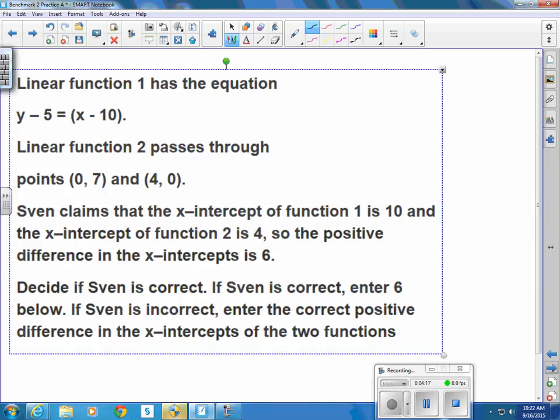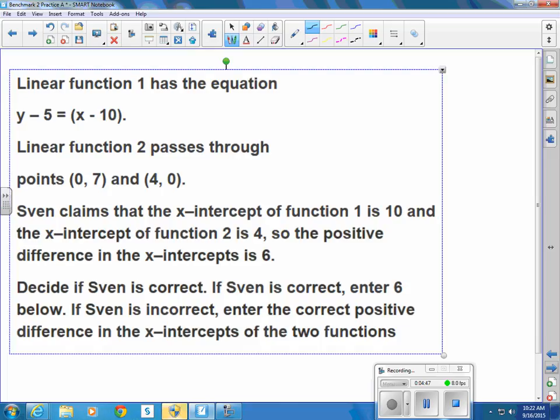So linear function 1 has an equation y minus 5 equals x minus 10. Linear function 2 passes through the points (0, 7) and (4, 0). Sven claims that the x-intercept of function 1 is 10, and the x-intercept of function 2 is 4. So the positive difference in the x-intercepts is 6. Decide if he's correct. If he's correct, enter a 6. If he's incorrect, enter the correct positive difference in the x-intercepts of the two functions.